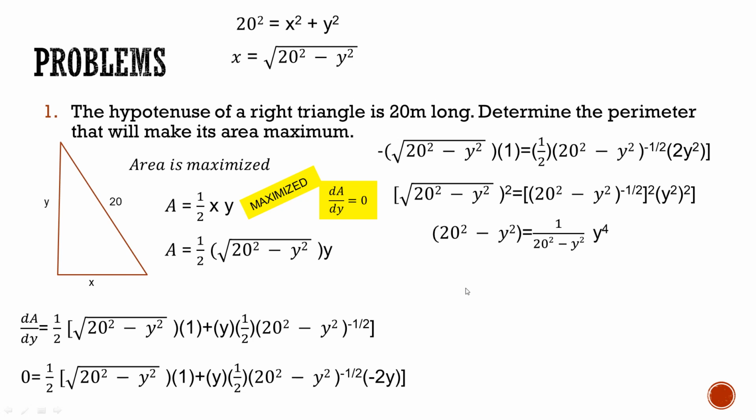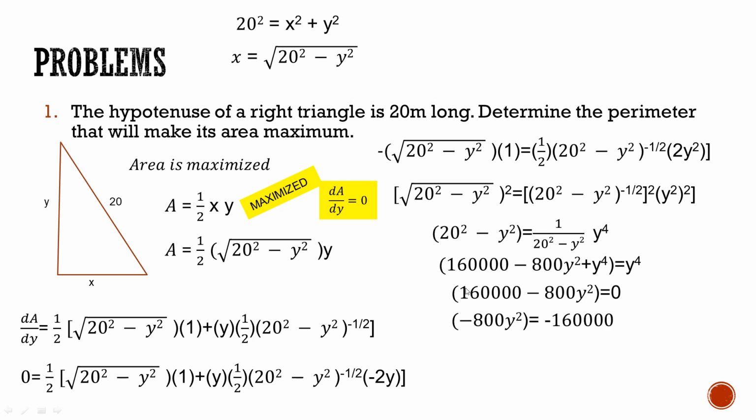So, y squared is as well squared. That is why we come up with y raised to 4. With cross multiplication, we'll have that value, 16,000 minus 800y squared plus y raised to 4 is equal to y raised to 4. Notice, the y raised to 4 is canceled. So, what remains is 16,000 minus 800y squared is equal to 0. So, simplify and manipulate. Of course, divide both sides by negative 800, extract the square root.